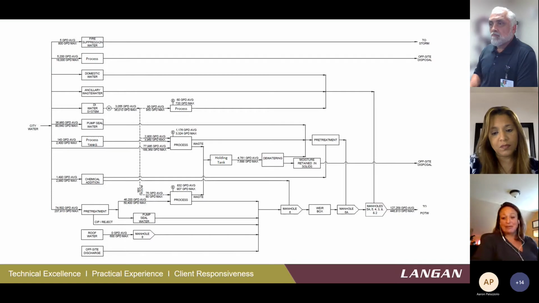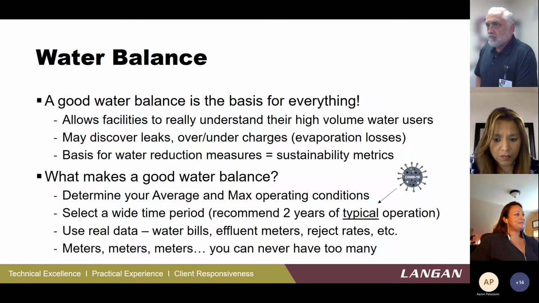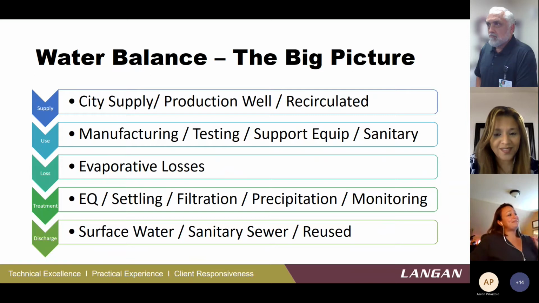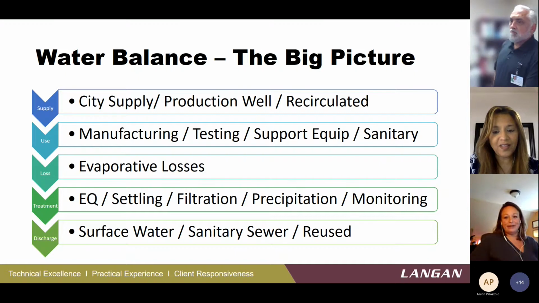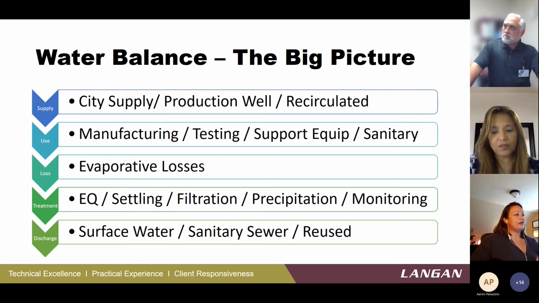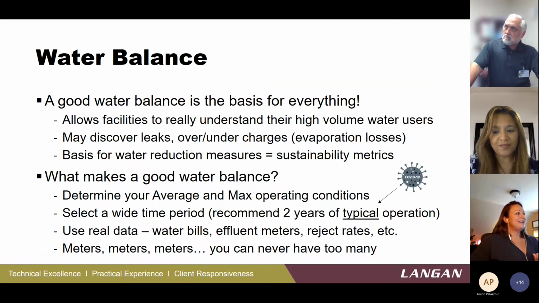So this is essentially what a water balance will look like. It is a calculation of what's coming in, how it's being used and where it's being used, how much you're losing in evaporation, if there's any treatment happening along the way, and where it's going to end up going. So it's the entire thing beginning to end. So that tells us most of the things we need to know to determine where you fit in terms of a permit.